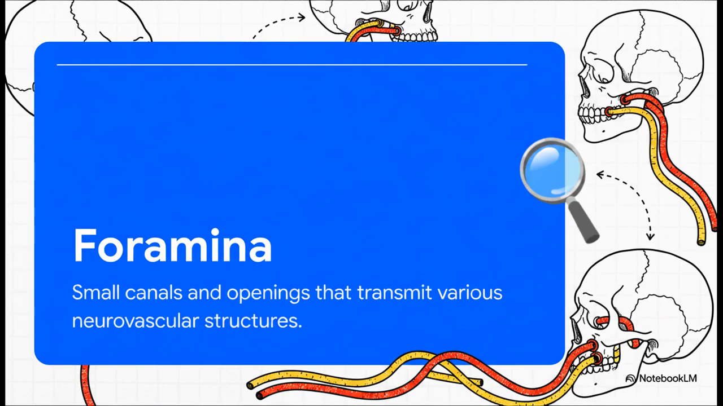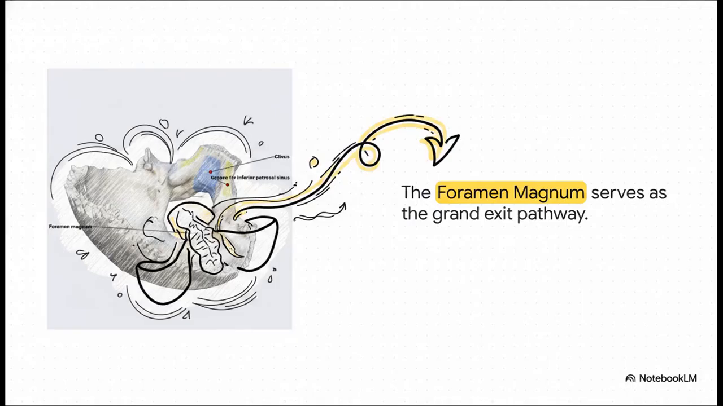Next up, we have foramina. Because the skull is essentially a sealed vault, the body needs a reliable way to pass biological cables in and out. Foramina are these tiny canals and openings scattered throughout the skull bones. They act as super precise pathways that allow your essential nerves and blood vessels to safely enter and exit the cranial cavity. To really visually anchor this concept, just look at the occipital bone at the base of the skull.